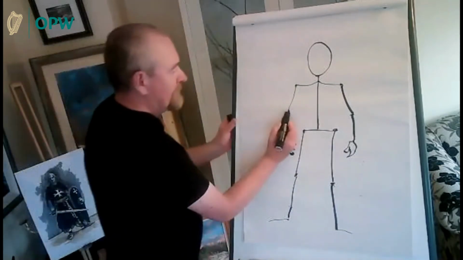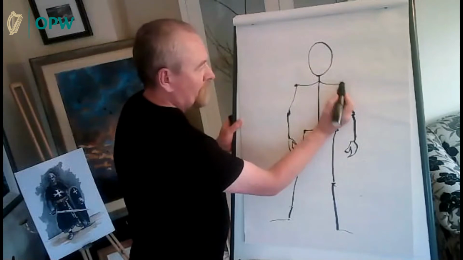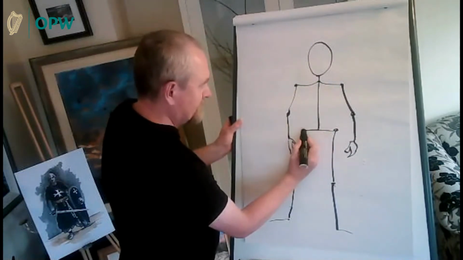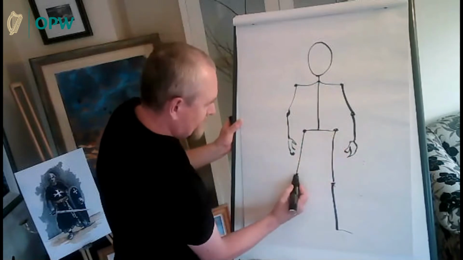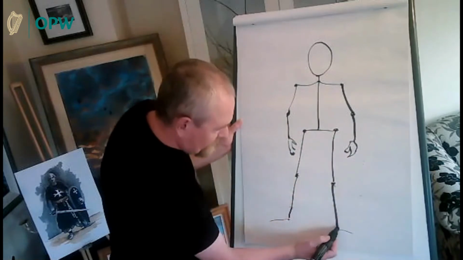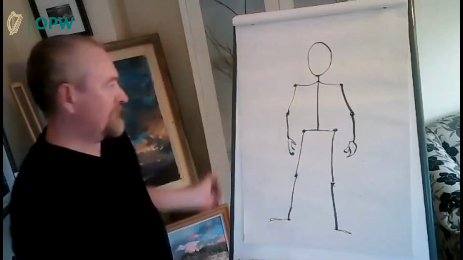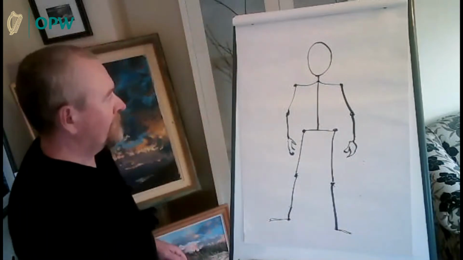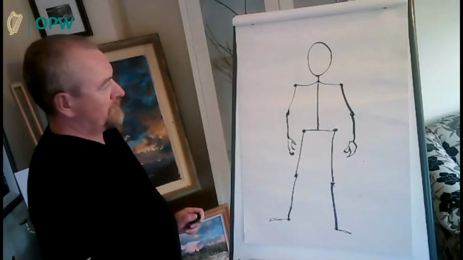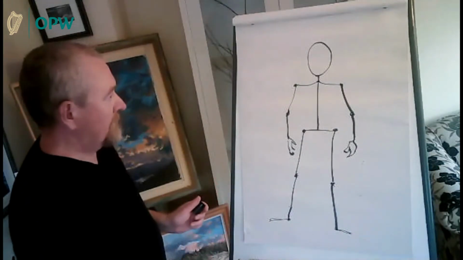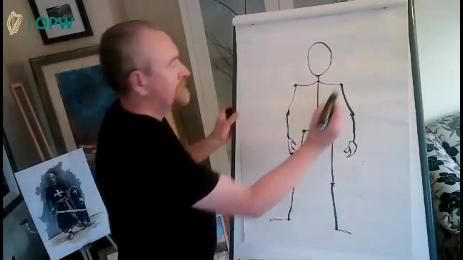So you can see we're developing from the stick man a more sophisticated representation of a human. Now, where do we go from here? Well, here's something we've all done.